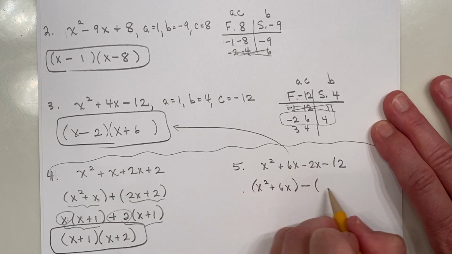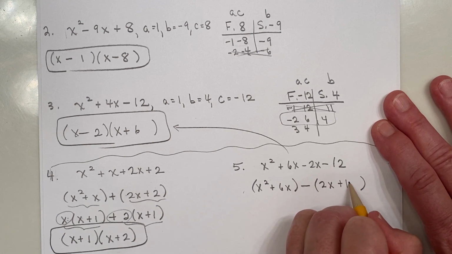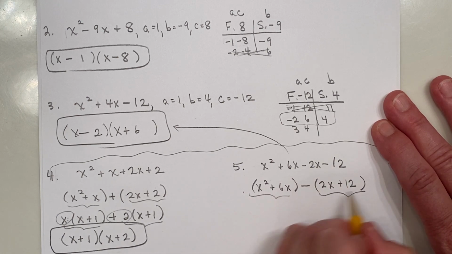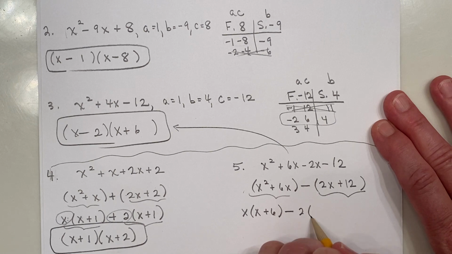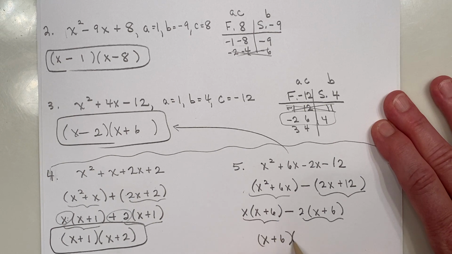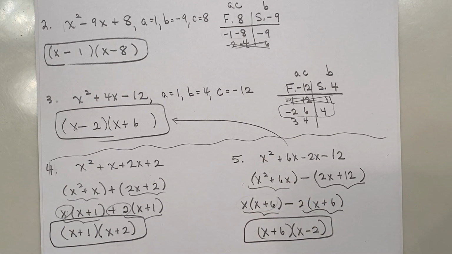We never change anything up here. It's always after the subtraction sign. So 2x, but not minus 12, but plus 12. I'm going to take out an x, leaving x plus 6. Keep the minus. I'll take a 2 out, leaving x plus 6. The common parenthesis is x plus 6. And when I factor it out, I'm left with x and minus 2. Same answer as number 3. It's just that my parentheses ended up being in a different order.